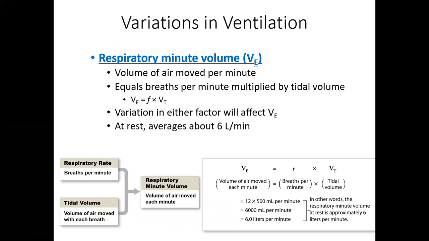Some other factors that we can measure: the respiratory minute volume. So essentially how much air we're moving into and out of our lungs per minute. Again, at rest, this averages about 6 liters per minute. And of course, if you are a chronic overbreather or chronic hyperventilator, this is going to increase substantially.